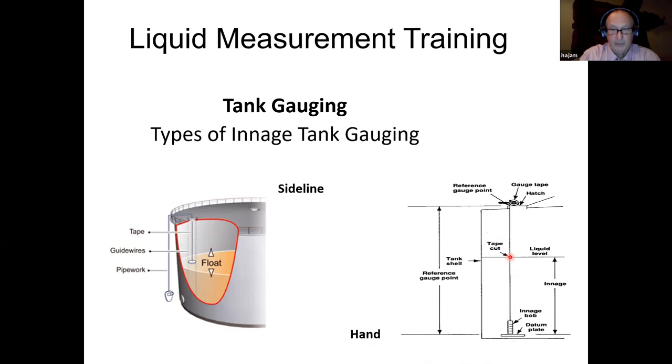And remember now, this is total observed volume. Okay, so then what we do is we may go back into the tank with a water bob, take a water cut on the tank, and then get our GOV, which is less free water.